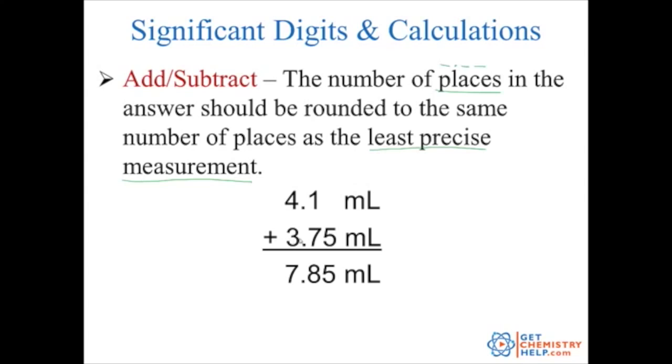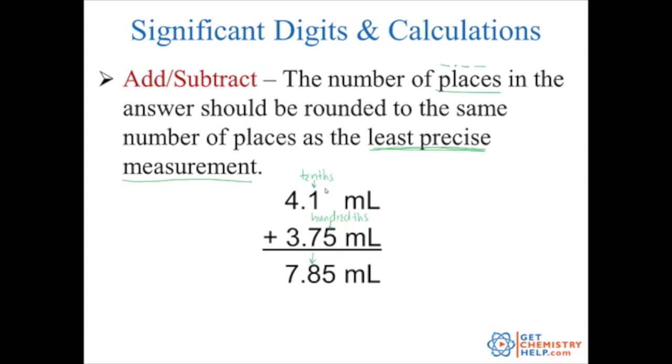4.1 plus 3.75 gives 7.85. Okay, so what's the least precise measurement out of these two in terms of places? Well, 4.1 is precise out to this place. This is the tenths place. 3.75, okay, that's precise out to this place, which is the hundredths place. Okay, so obviously tenths place is not as precise as hundredths place. So the least precise measurement was the one out to the tenths. So my answer can only be out to the tenths.